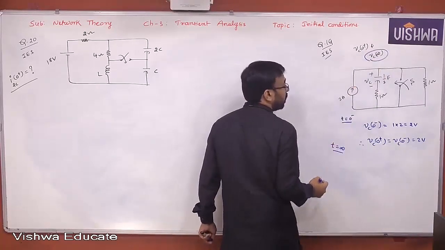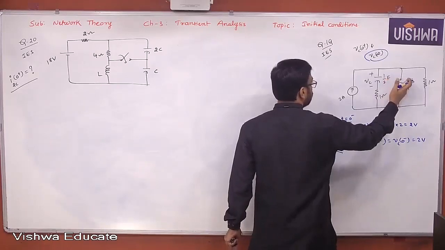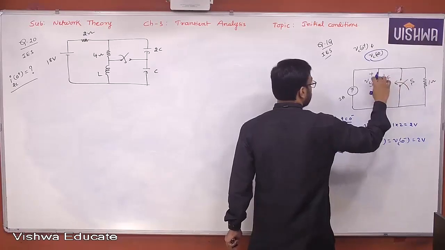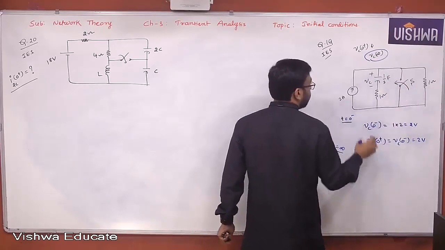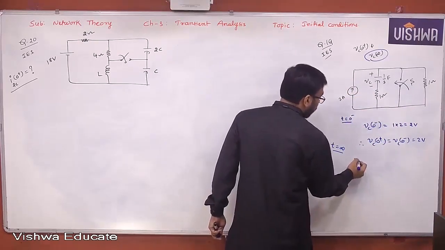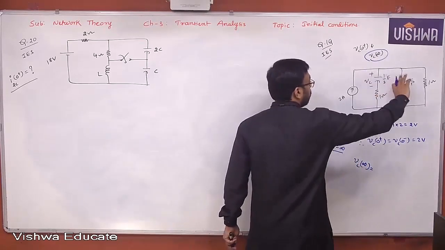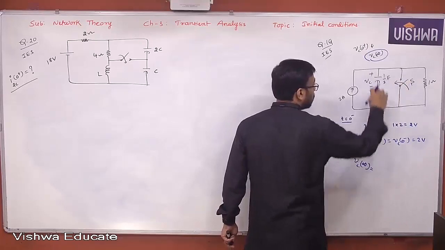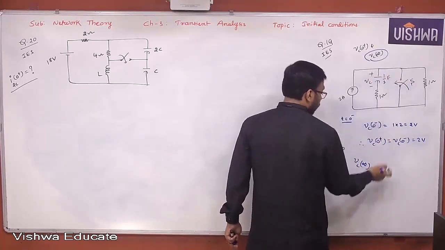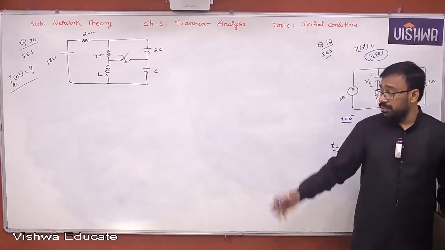Okay, VC of infinity. For VC of infinity, this is shorted. Yes or no? This is shorted and this is open. Because at T equal to infinity you're talking about. Then what will happen? What is VC of infinity? What will happen? 0, right? Yes or no? This is open and this is shorted, and the voltage across the short circuit is 0 volt. That's it.